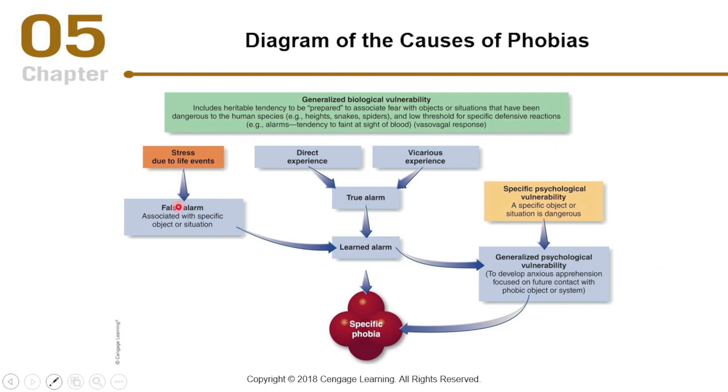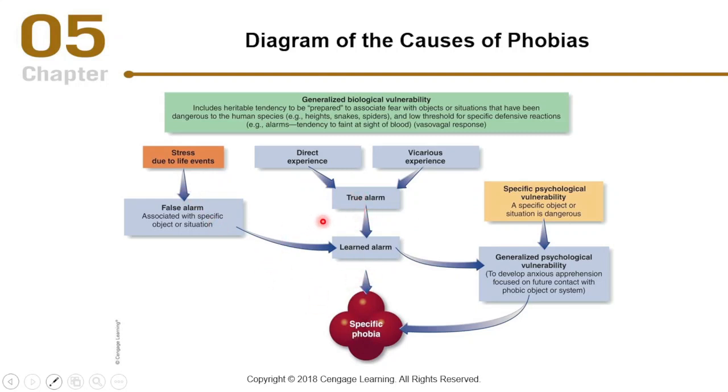Alright. So this is another diagram of the causes of phobia. We can see that you can have a biological vulnerability, which is the tendency to be prepared. Or you may have a low threshold for specific defensive reactions. For example, just seeing blood makes you dizzy or faint. It can also be a direct experience. For example, your stressor is riding an elevator and getting stuck, so you thought you could no longer get out of there. That's a direct experience. So true alarm, then learned alarm.